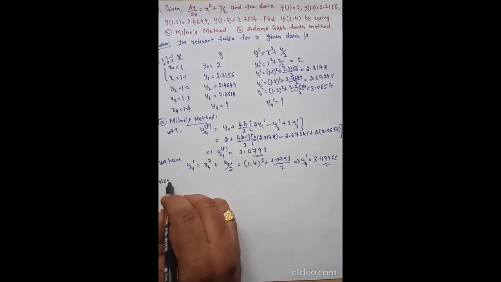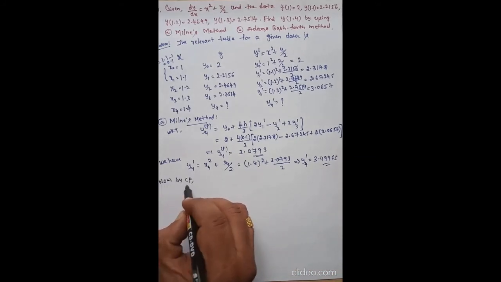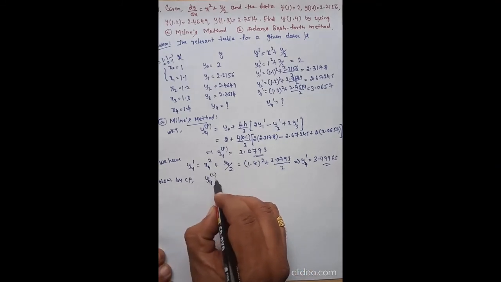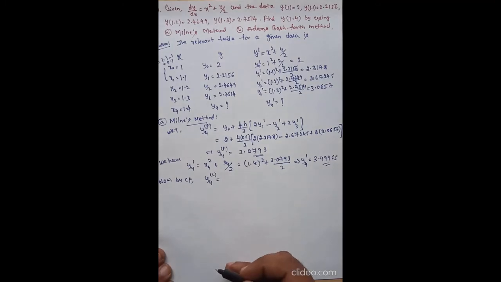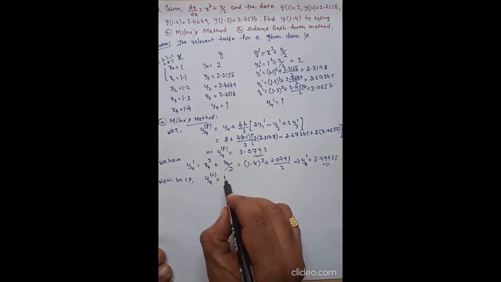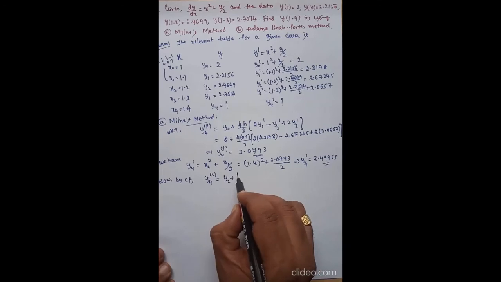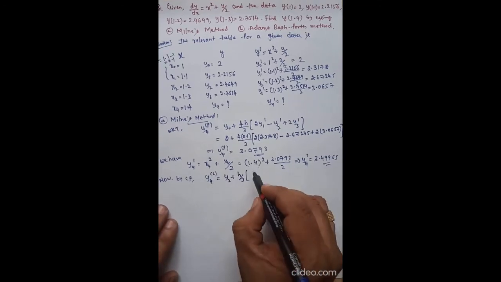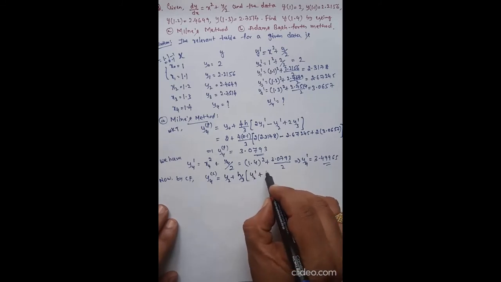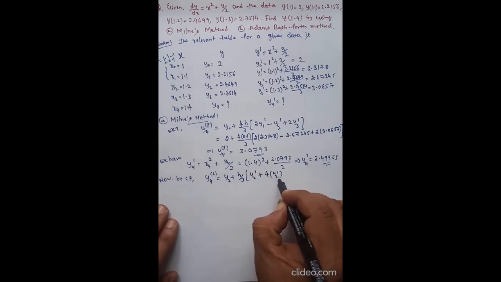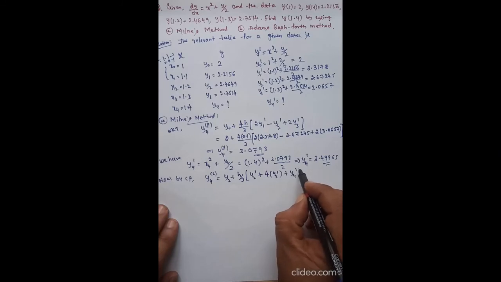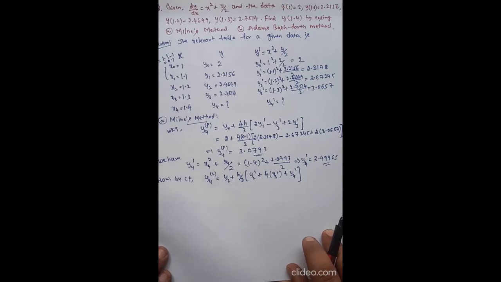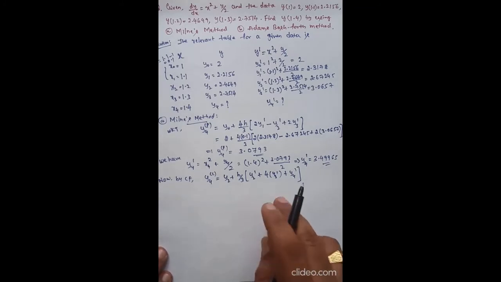Now, by CF. CF stands for corrector formula. And what is the corrector formula? y4 power c equals y2 plus h by 3 into 1, 4, 1. That is y2 dash plus 4y3 dash plus y4 dash. So this is the Milne's corrector formula. So you know the values, substitute now.